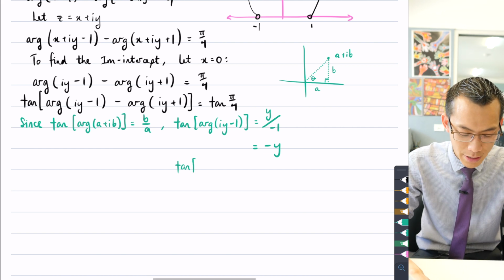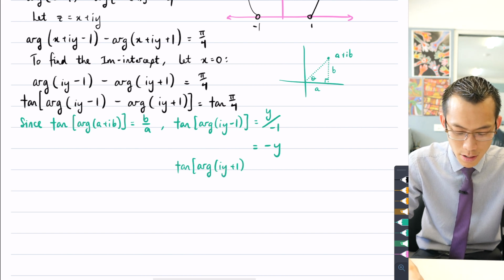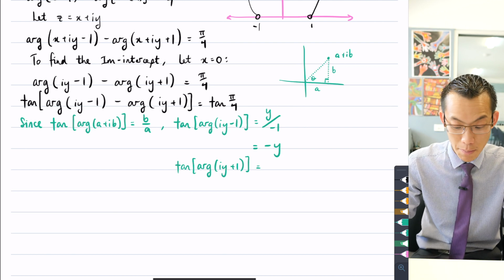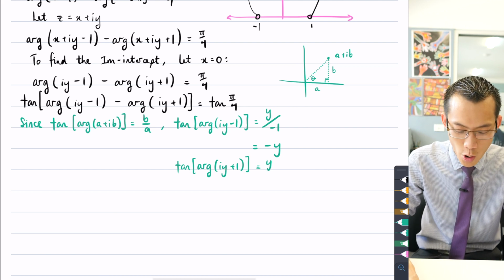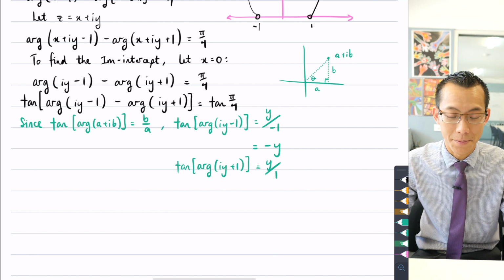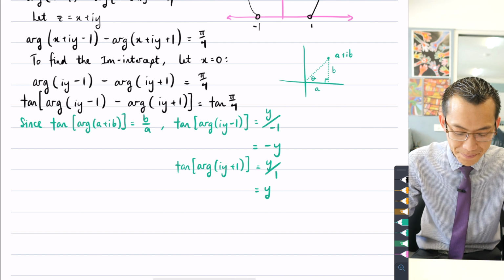So I'm going to do tan of the other argument now, which, if you recall, was iy plus 1. So what's that equal to? Well, the imaginary component's the same, so the b is the same, so it's y over, and then in this case my a is not -1, it's +1. Therefore I get y.